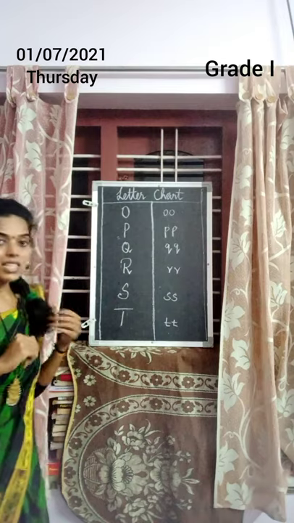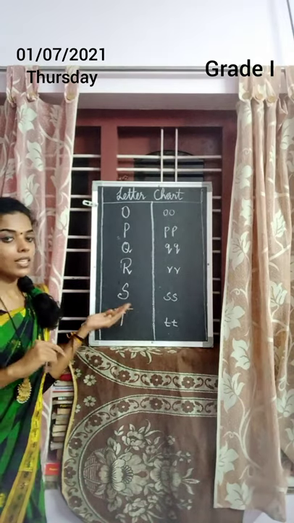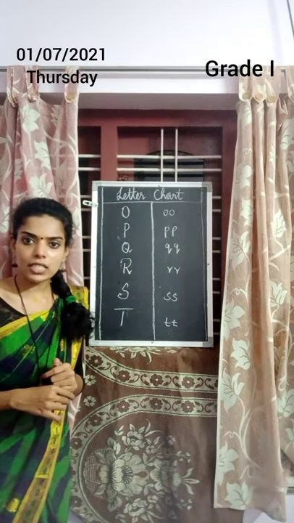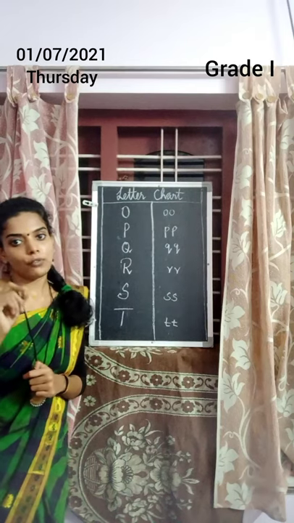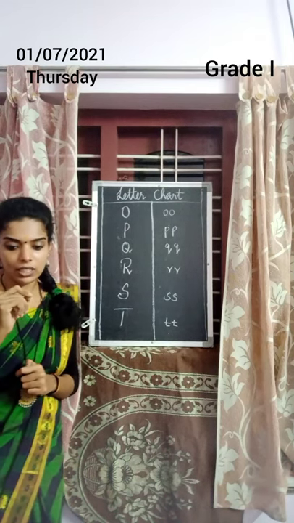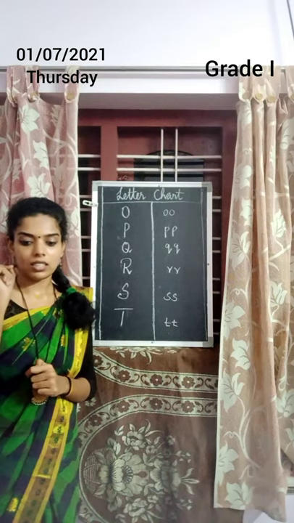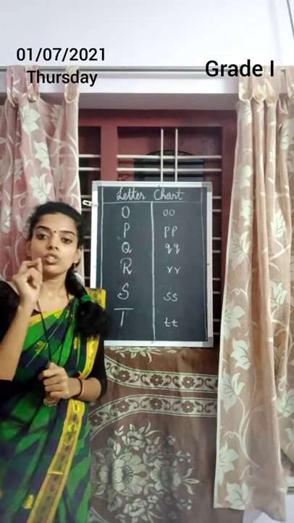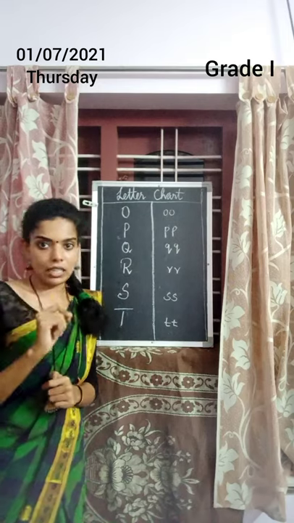Okay, the next one is T. What's the sound of T? The sound of T is t. What's the example? The examples are tiger, train, turtle.